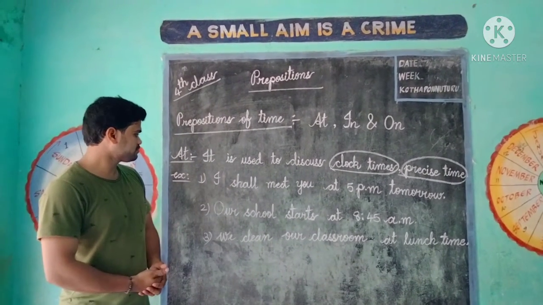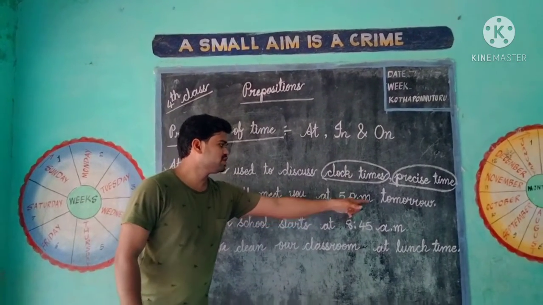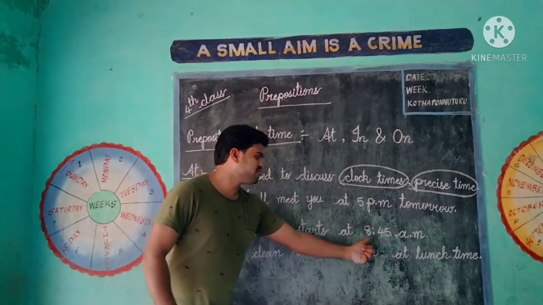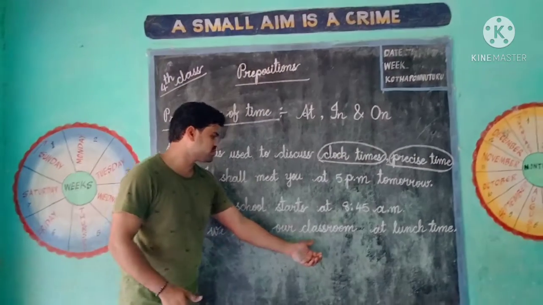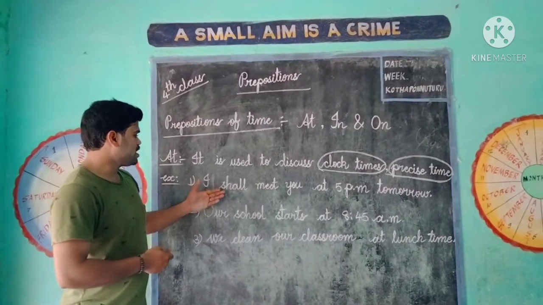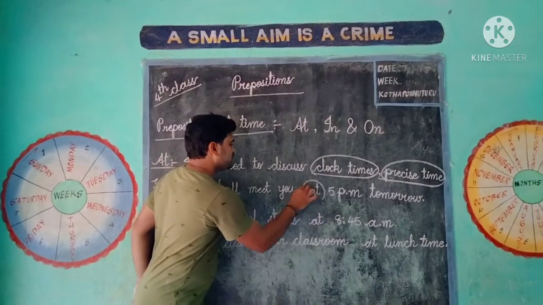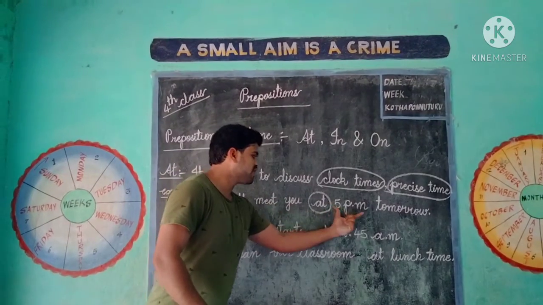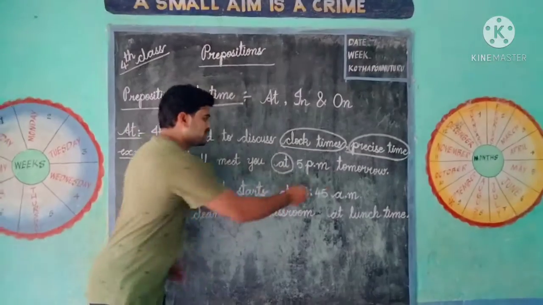For example, I shall meet you at 5 p.m. tomorrow. Our school starts at 8:45 a.m. We clean our school classroom at lunchtime. Let's see the first one. I shall meet you at 5 p.m. tomorrow. We know here at is a preposition because it connects the two parts. I shall meet you at 5 p.m. tomorrow. Yes, it connects, it's a preposition. But here at tells about the time.